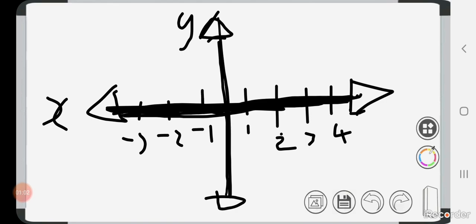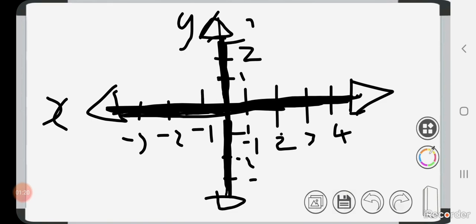The same thing applies with the y. At the top here, the y-axis is positive, so it will be 1, 2, 3, and so forth. And below here, the y-axis is negative, -1, -2, -3, and so forth. By the same token, everywhere here on the y-axis, x is equal to 0.